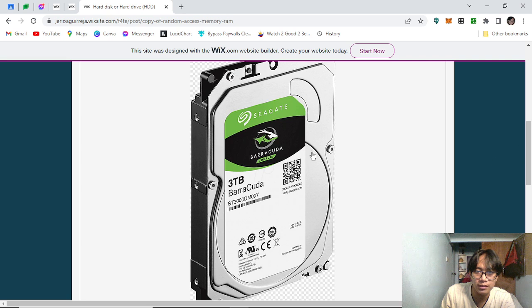So this is the Seagate Barracuda 3 terabytes.